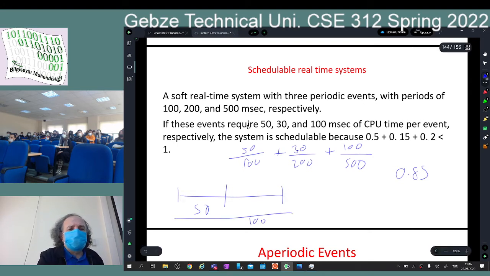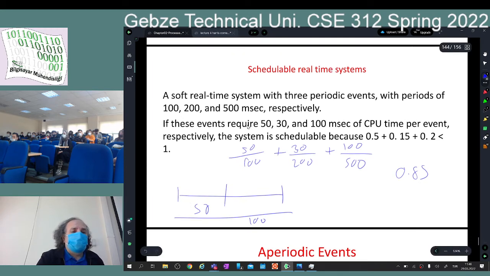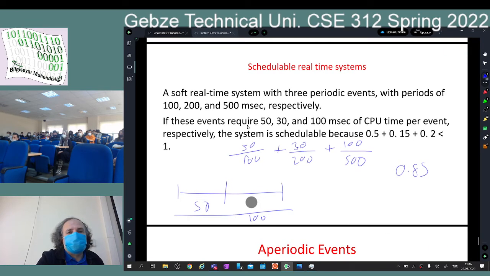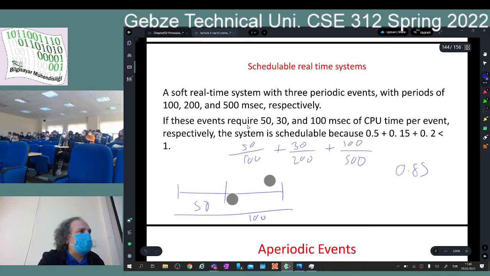Every 100 milliseconds I am going to take 50 milliseconds of the CPU time. This one says that every 500 milliseconds I am going to take 100 milliseconds of CPU time, right? So in a hard real-time system, these two cannot be satisfied at the same time, because this one says that every 100 milliseconds I need to run, and I'm going to take 50 milliseconds, and so it only leaves 50 milliseconds for the other processes. I cannot fit 100 milliseconds inside this 50 milliseconds, right?